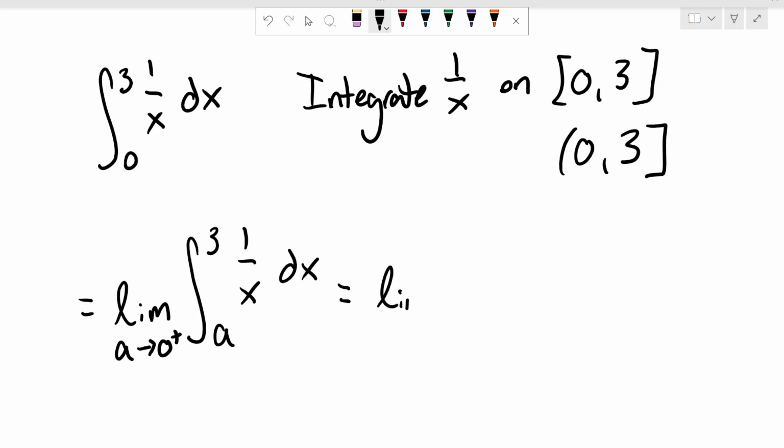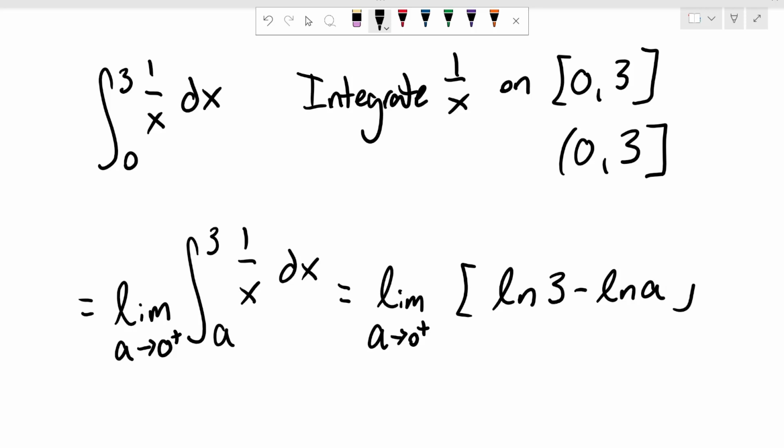So we would go ahead and do this like normal, just keeping in mind that we have to take this limit at the end here. So we get the natural log of 3 minus the natural log of a. Okay. And now the natural log of 3, we can just leave alone because that's just a number. But now we want to take the limit as a approaches 0 from the right of the natural log of a.